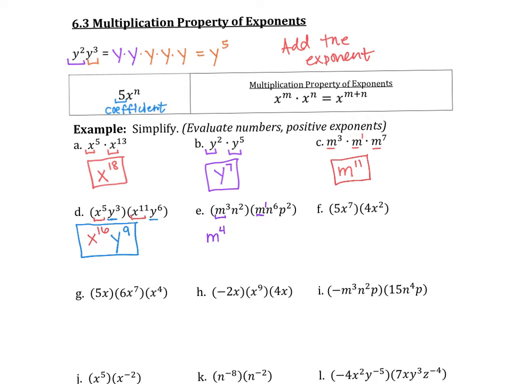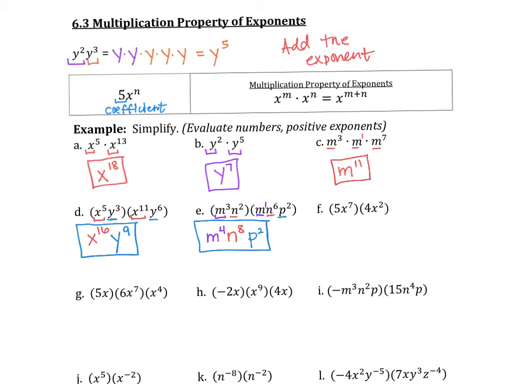Let me check the next variable. I have an n here. Are there any other n's? There's another base of n here. So n to the second times n to the sixth will be n to the 2 plus 6, which is 8. And then what am I missing? There's p to the second. Are there any other p's? No, so I'm going to keep it p to the second. Another way to say p to the second is p squared. The squared represents an exponent of 2.